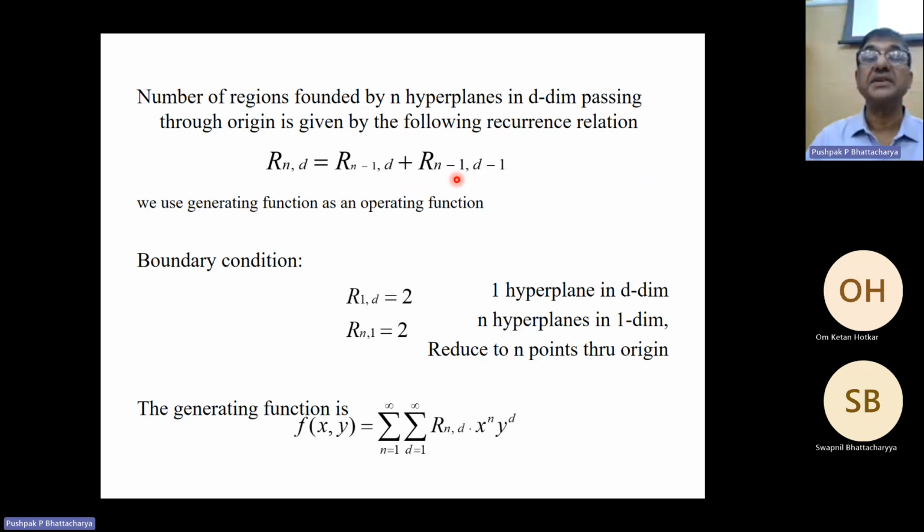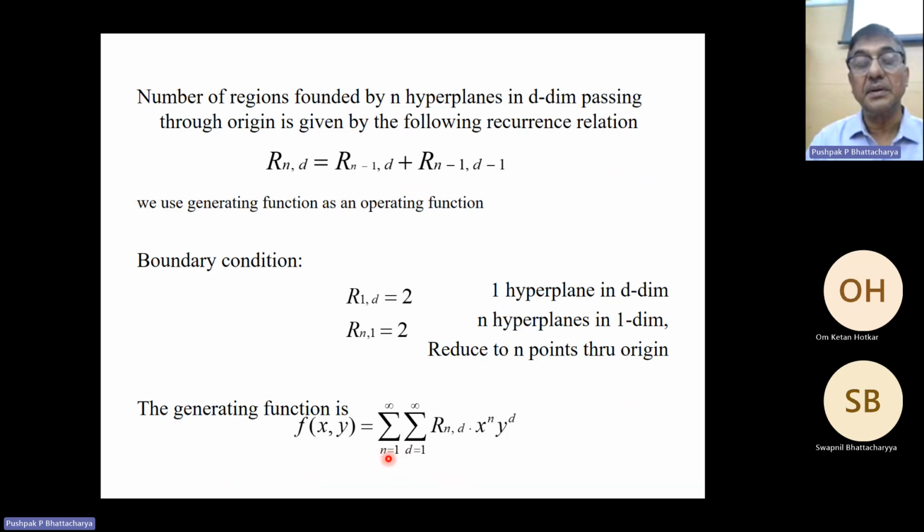Now this recurrence relation is solved by the method of generating functions, which we will do in the next class. This generating function is a little complex. See the form of the function.